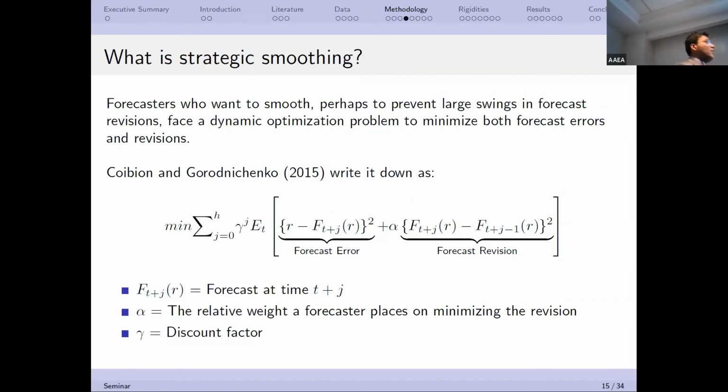Under what circumstances would a forecaster do strategic smoothing? Well, when a forecaster is strategically smoothing, they're trying to minimize forecast errors, which is the goal of a forecaster, but they're also trying to minimize forecast revisions, to make sure that they are making minimum revisions for reputational purposes or to prevent any sudden price impact or market reactions. So they are facing a dual minimization problem where they're trying to minimize both forecast errors and forecast revisions. And the rate at which they are minimizing forecast revisions is given by alpha. So if alpha is 0, then they're just minimizing forecast errors and not minimizing forecast revisions. And as a result, they're not strategically smoothing.